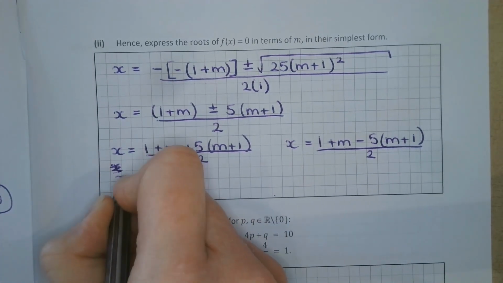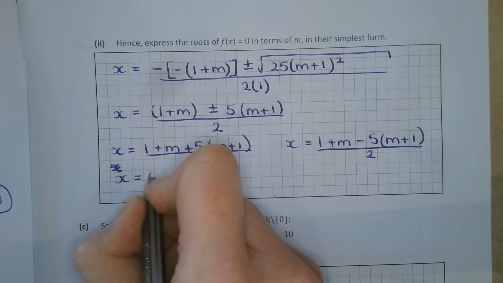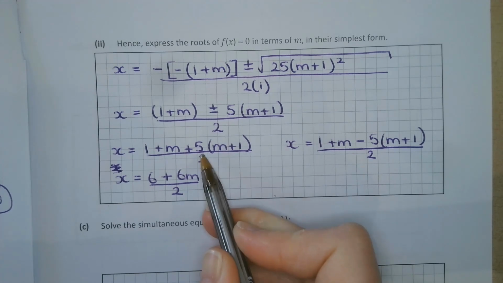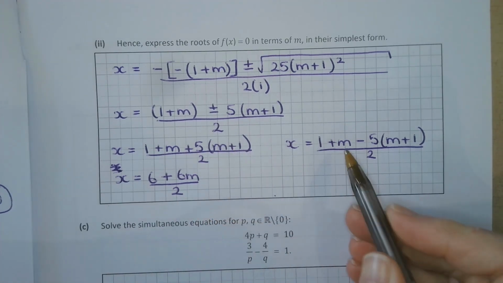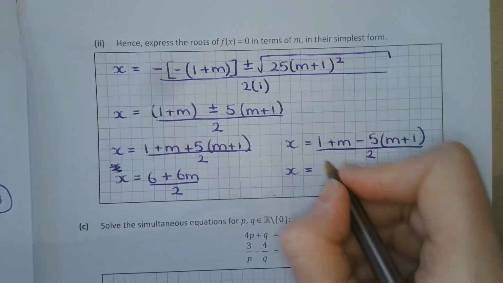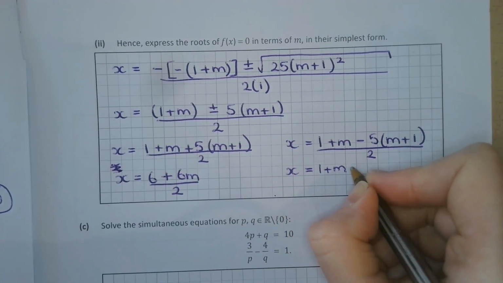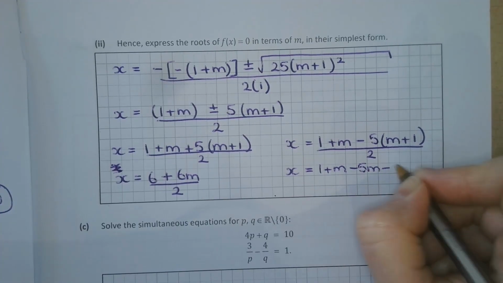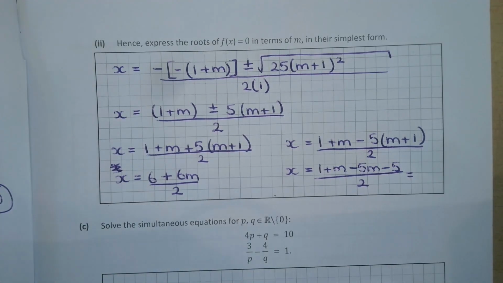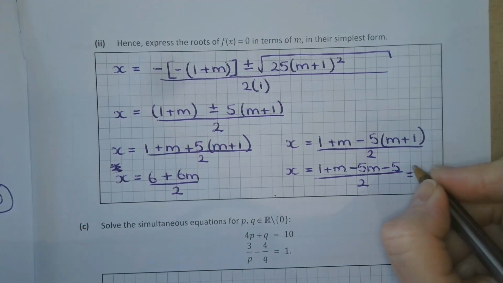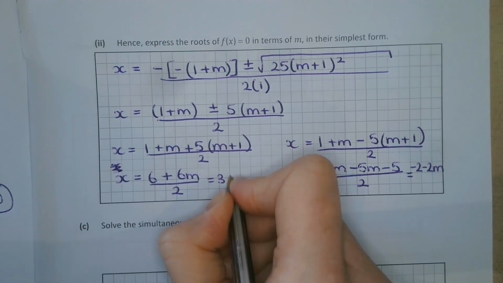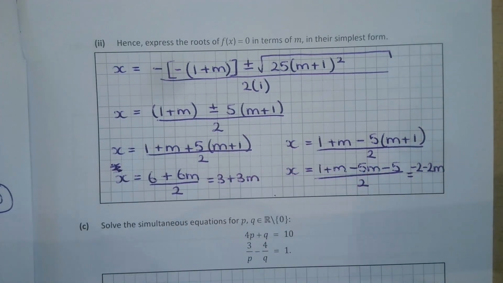So when we multiply those out and tidy it up, we end up with 6 plus 6m over 2. So we multiply here, we get 5m plus 5. Over here, maybe we take a little bit more time on what we're doing. So it's 1 plus m minus 5m minus 5 all over 2. Just be a little bit careful about the negative. So we end up with minus 2 minus 2m over here. And on this side, it's 3 plus 3m.